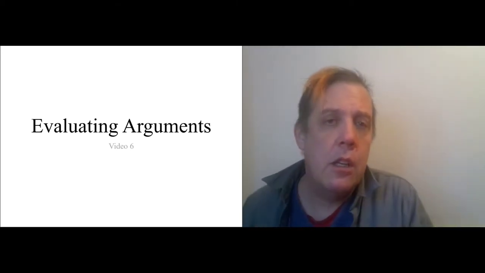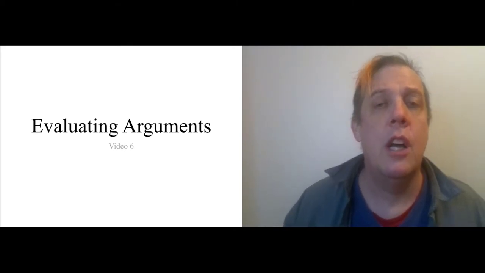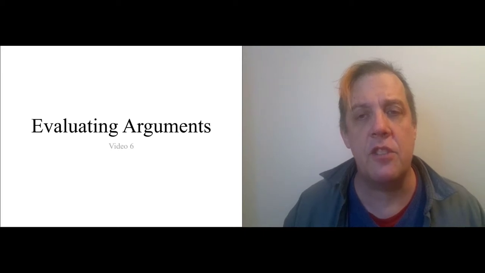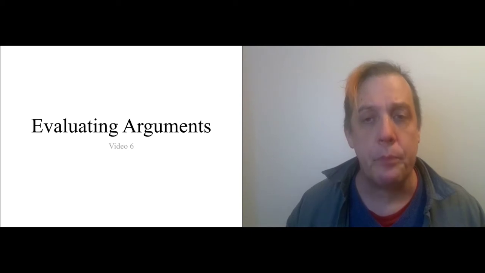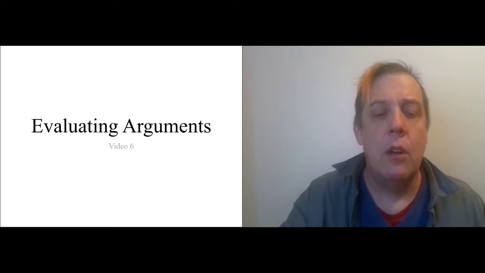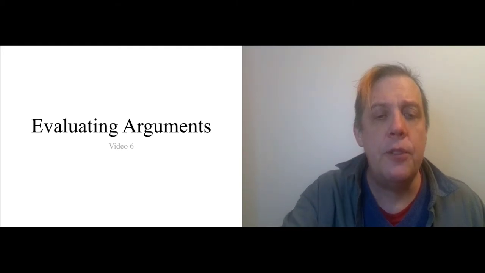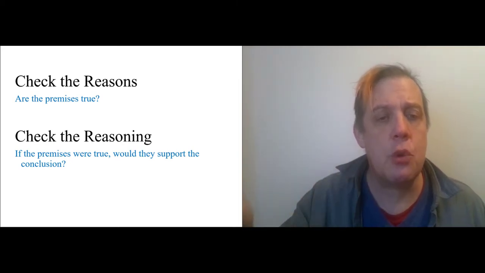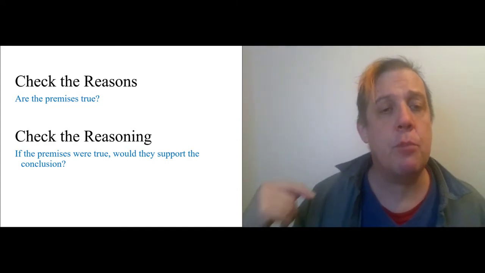So basically, there are two separate ways an argument can go wrong. And a lot of what we are doing from here on out is just keeping these two ideas separate. Basically, when you encounter an argument, you need to do two things. You need to check the reasons. Are the premises true? That's one way an argument can go wrong. It can have a false premise.